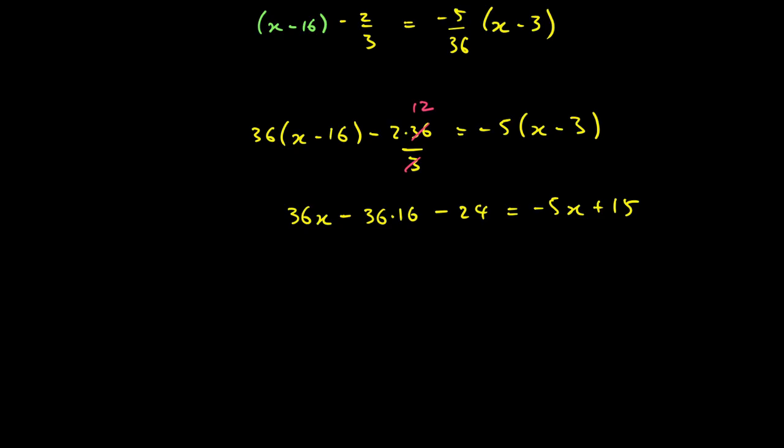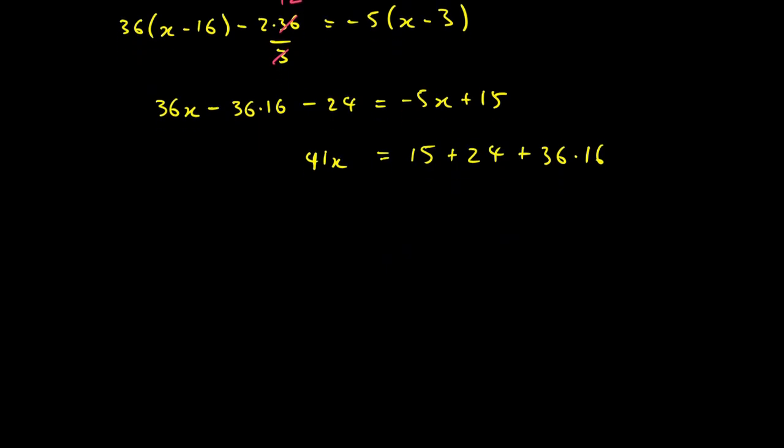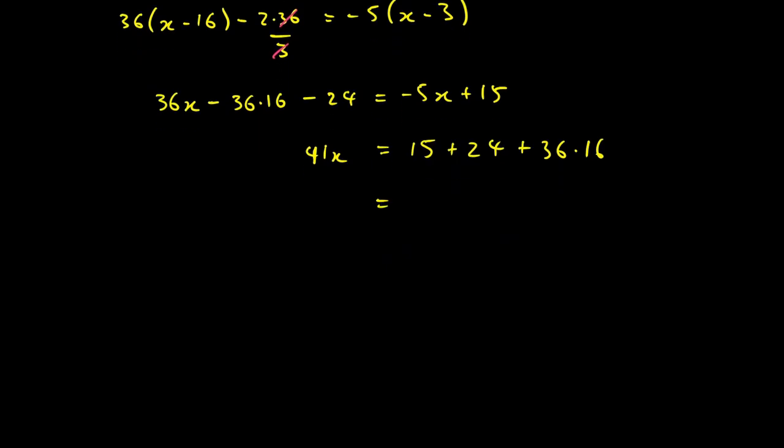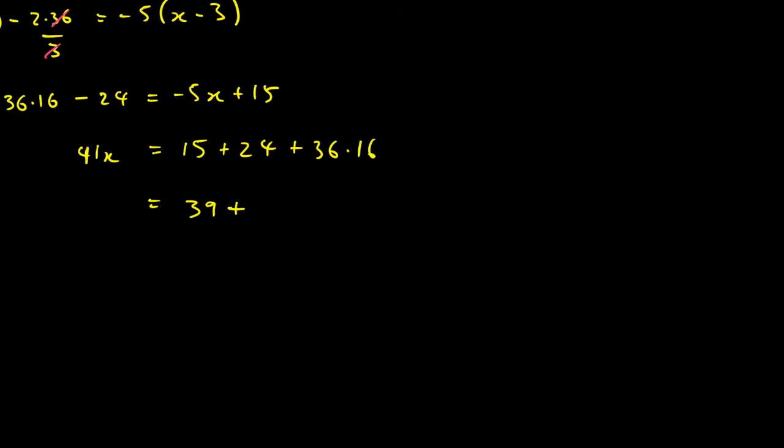So I'm going to add 5x to both sides and bring all the x's to this side. I'm going to bring everything else to the other side. So that's going to give me 41x, and then I'm going to have 15 plus 24 plus 36 times 16. I don't have a calculator with me, so that's going to be kind of annoying. That's 39, plus 36 times 16. I should probably just do that over here.